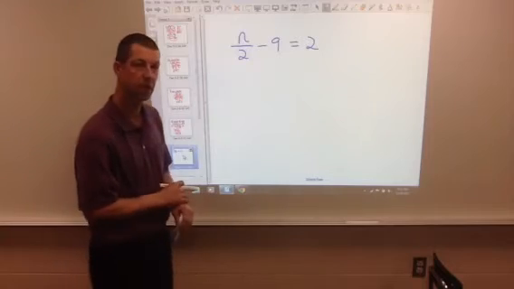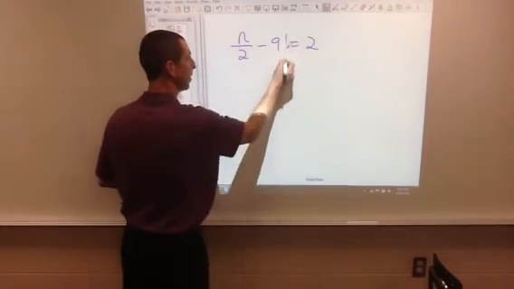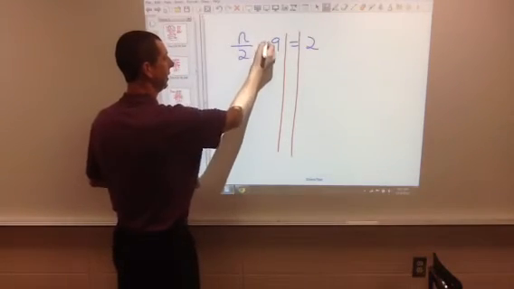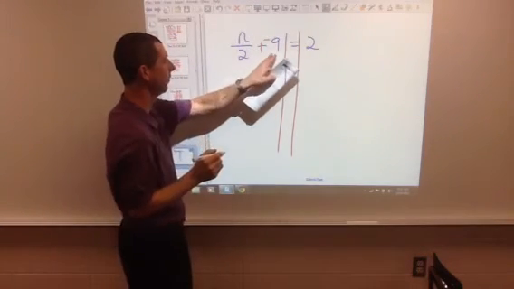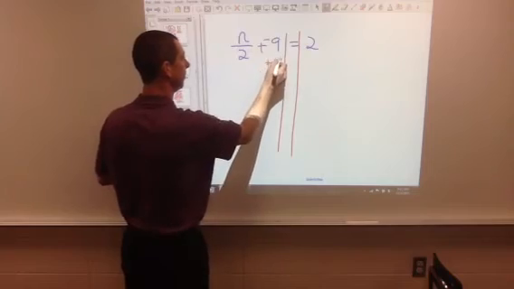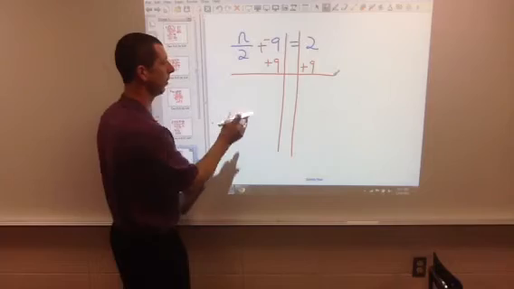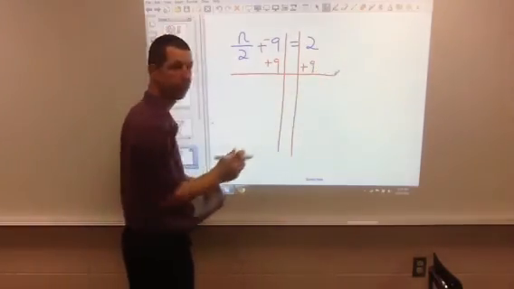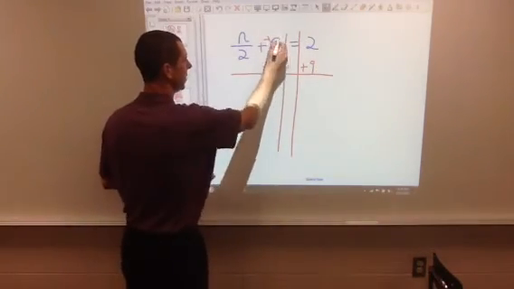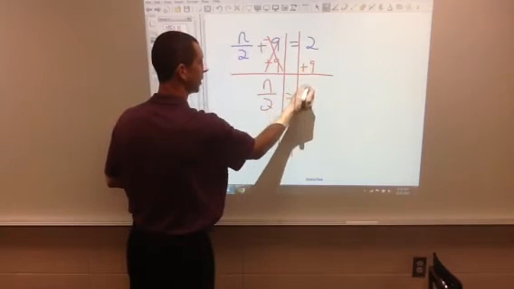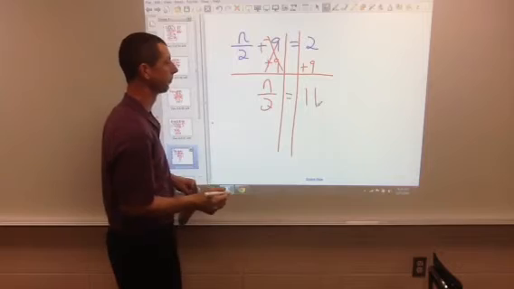Okay, here's another one similar to the one we just did. All right, add the opposite. I want to get rid of my negative 9. I'm going to add 9 on both sides. Remember, whatever you do to one side, you've got to go over and do the same thing on the other side. These cancel. And n over 2 equals 2 plus 9, which is 11.